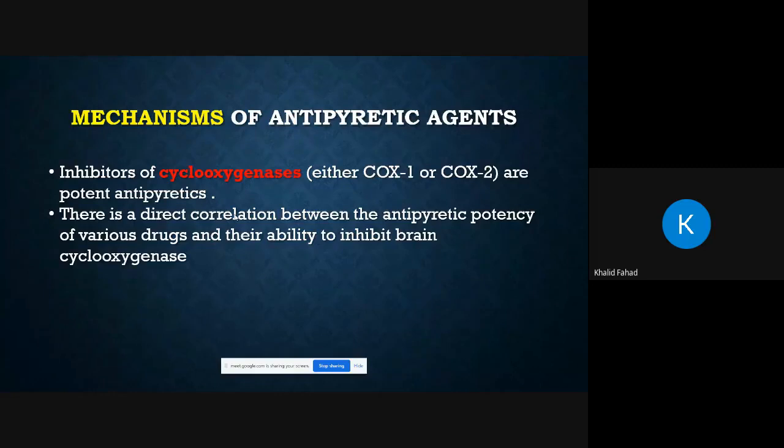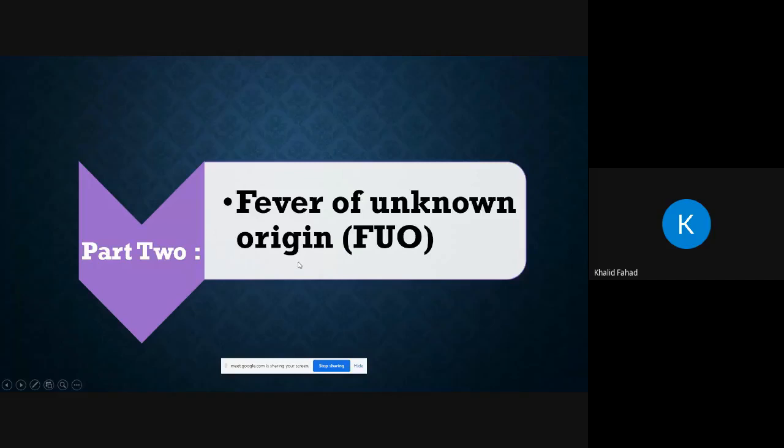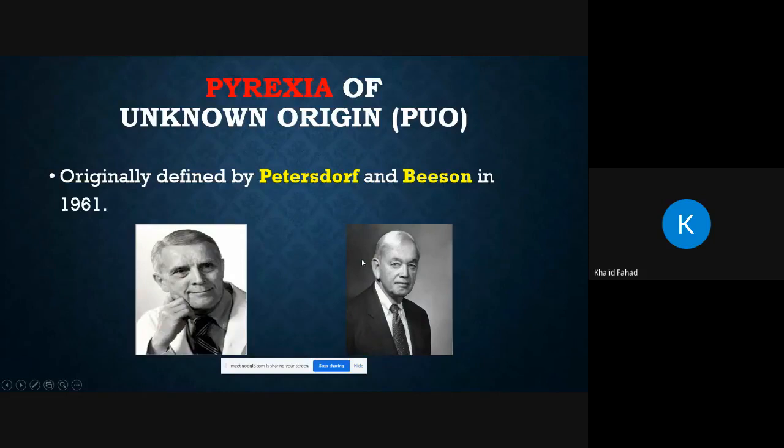We have to move to the second part of the lecture, which is fever of unknown origin. So we have no clues about the origin of the fever. It was described initially by two scientists, Petersdorf and Beeson, in 1961, who first described this term, pyrexia of unknown origin, or fever of unknown origin.